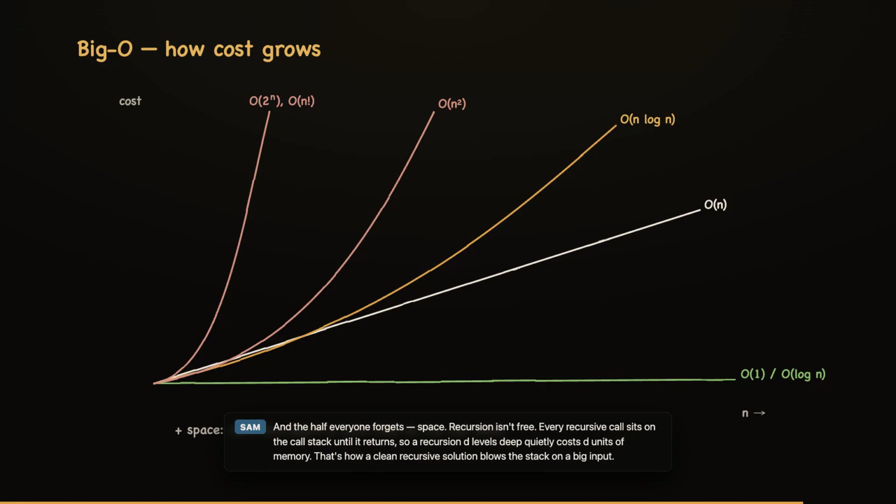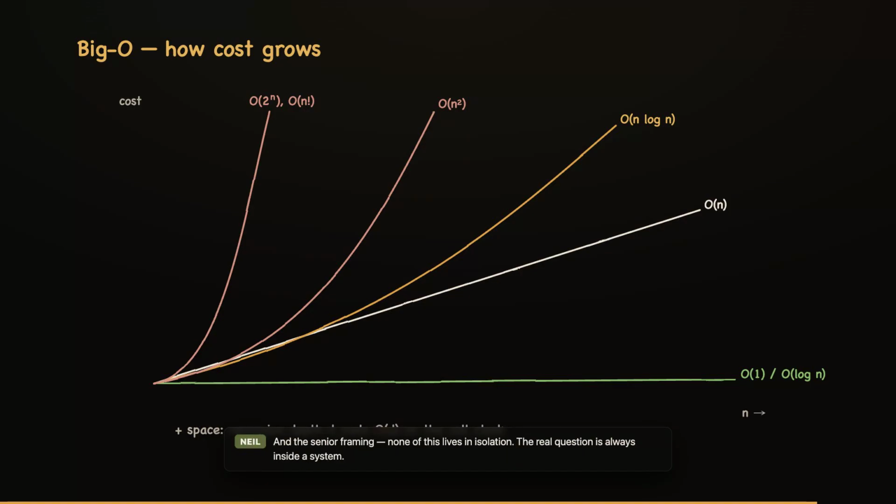Recursion isn't free. Every recursive call sits on the call stack until it returns, so a recursion D levels deep quietly costs D units of memory. That's how a clean recursive solution blows the stack on a big input. And the senior framing: none of this lives in isolation. The real question is always inside a system.